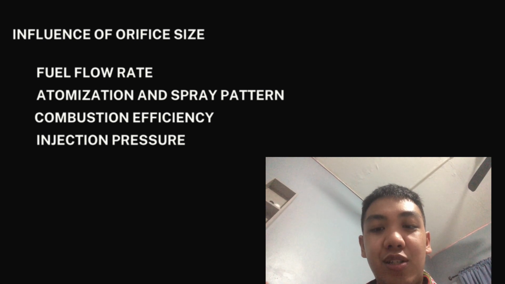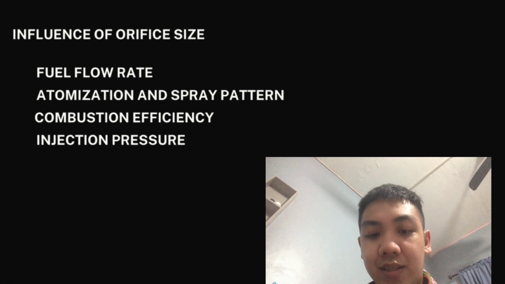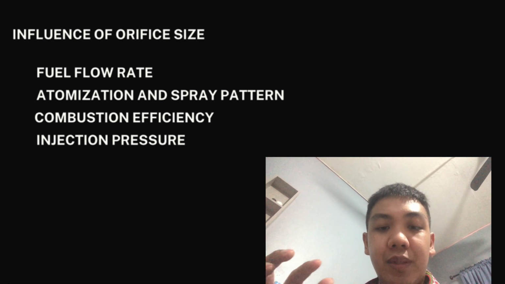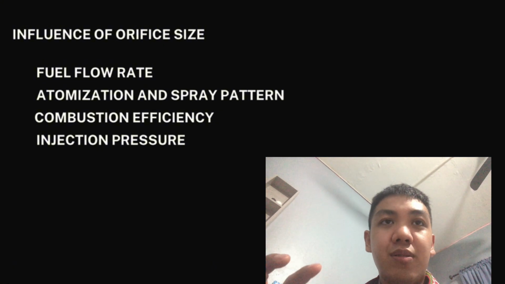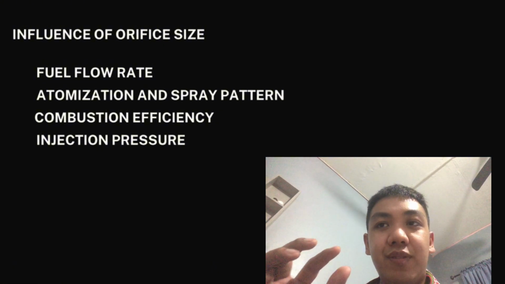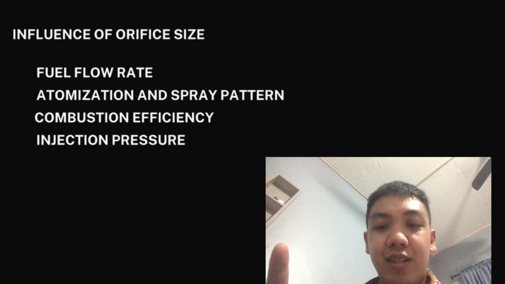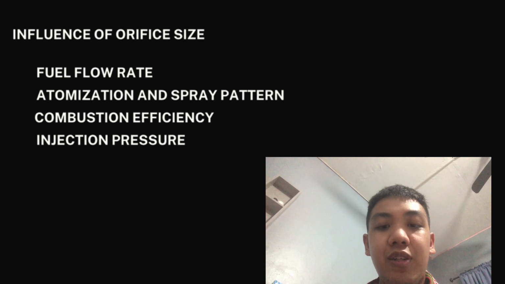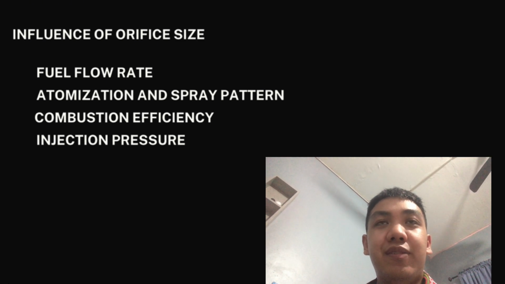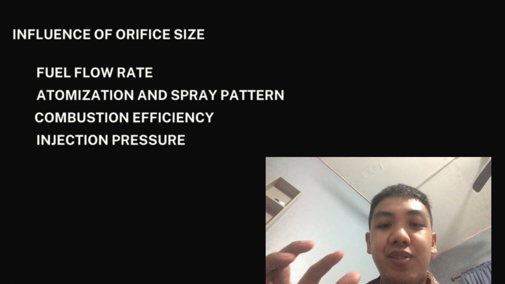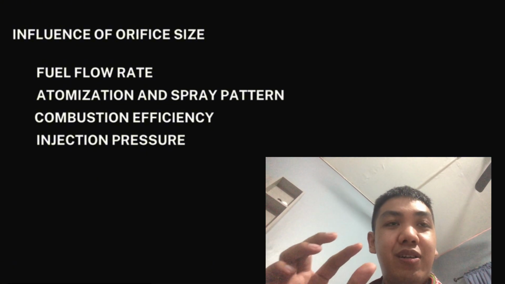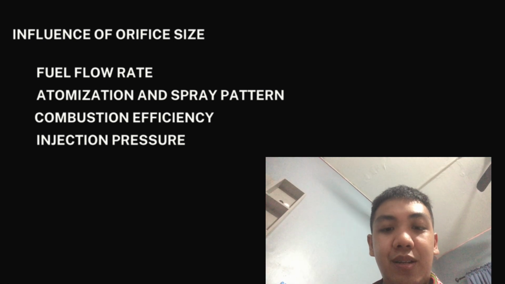For the atomization and spray pattern, we can see on this slide, if the spray is very little, it will combust inefficiently. But if there is a very big spray pattern, it will produce more power and more engine torque. For the combustion efficiency, there is also a sweet spot between big and small orifice size lah. Every type of engine or capacity has its own specific size of orifice, and also injection pressure.